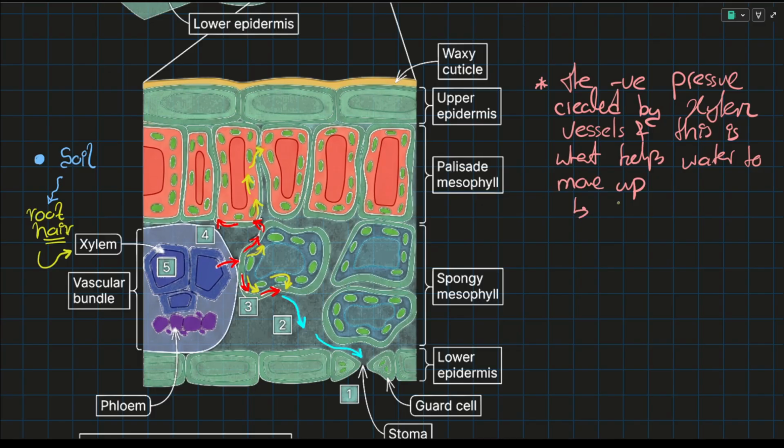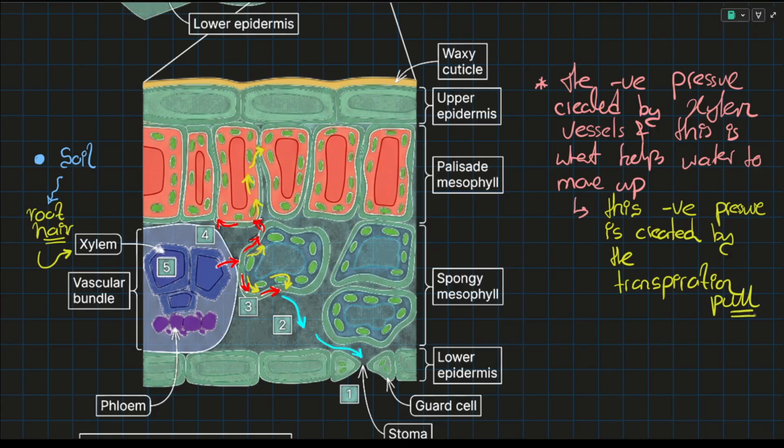Water to move up. Now, this negative pressure is created by the transpiration pull, created by the transpiration. Simply, this is the process that is happening.